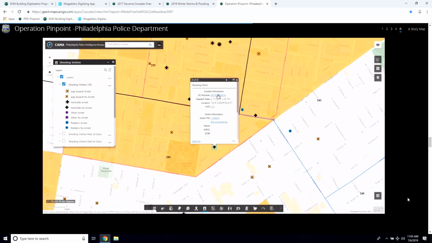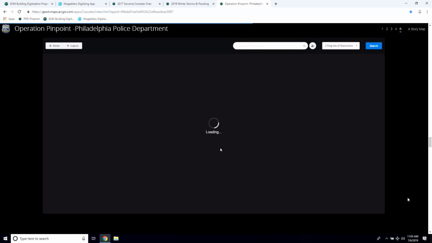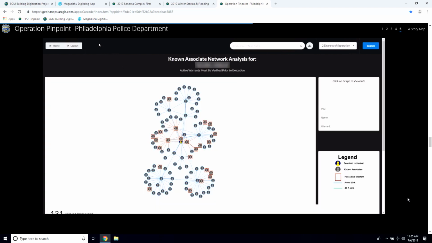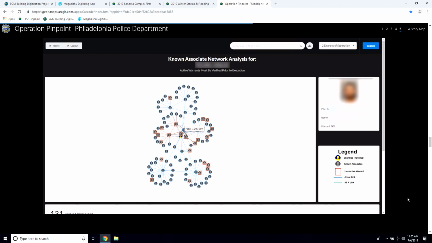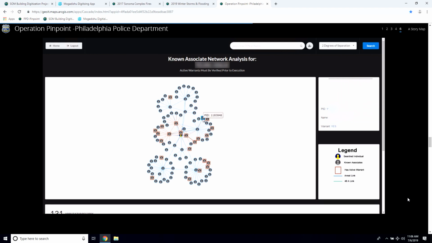click on what we call their PPN number, or their Philadelphia photo ID number, and then come to a web-based JavaScript link analysis application that can look at that victim and 2 degrees of separation as default away from that victim. So each one of these lines represents a connection between that victim via a defendant, co-defendants on a particular arrest, or whether or not they were stopped in the same vehicle together. And then even the red boxes indicate from the GIS system who has an active warrant.